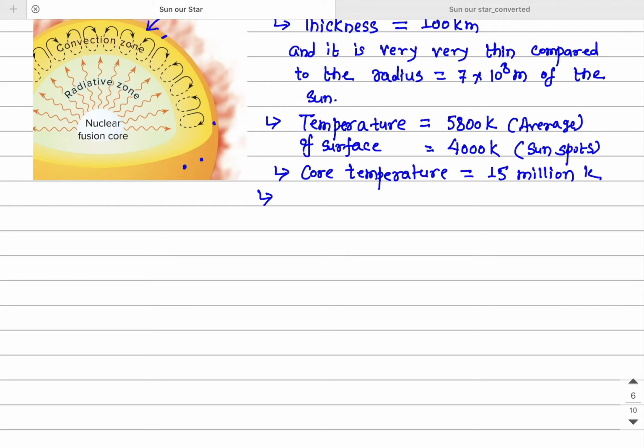And now this is just gas, and it's very less dense, very thin. The density of the photosphere is very, very thin, even like 0.1% of the Earth's atmosphere. That is so thin.